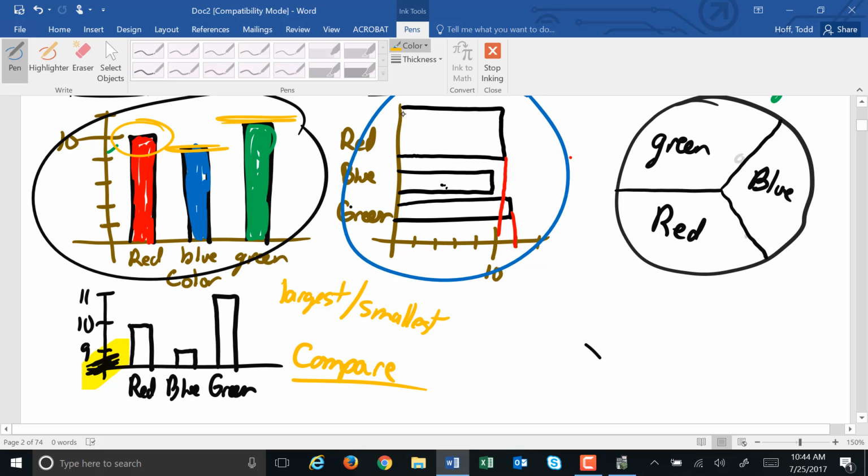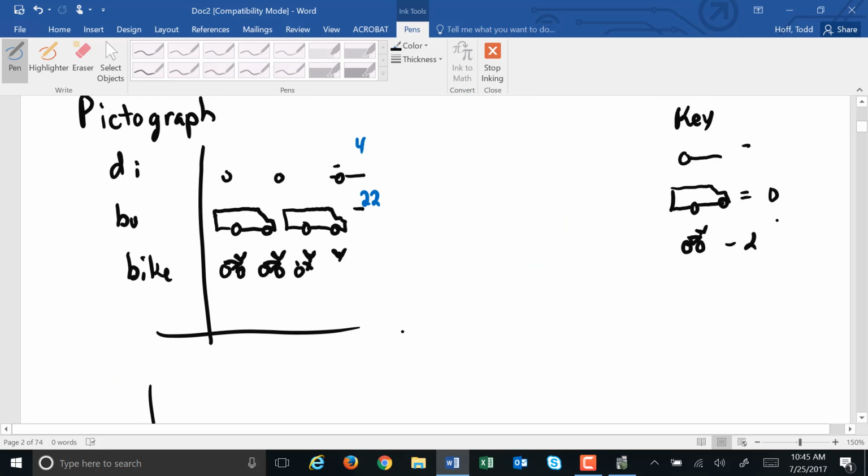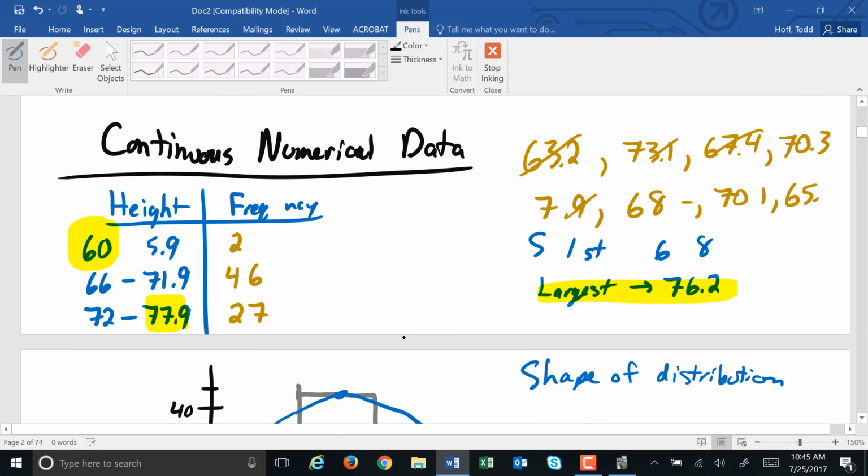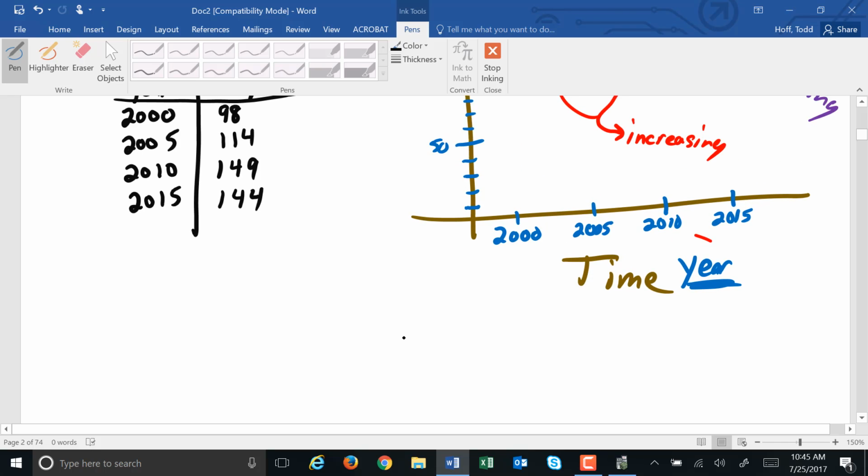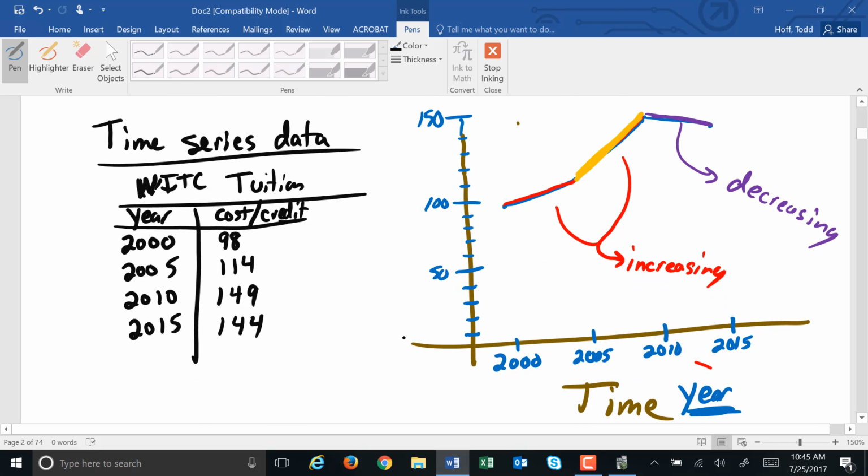What are any of our graphs poor at? If I go back down into our line graph, can you tell me exactly what tuition was in 2005? No, you can't. You can tell me it's slightly more than $110. You might be able to say maybe 112, 113, 114. But you can't tell me exactly what it is.